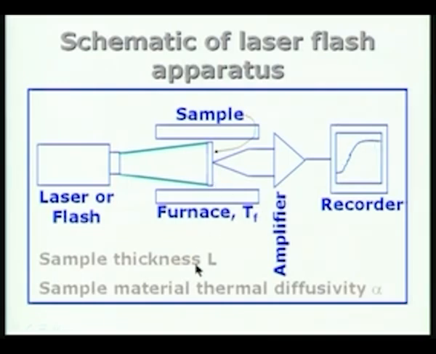The sample thickness is the length L, and the sample material thermal diffusivity I am assuming is alpha. We already know that thermal diffusivity is the ratio of K divided by rho Cp, that is, thermal conductivity divided by the density specific heat product. So if I know the specific heat and the density of the material, then having measured the thermal diffusivity here, I have to multiply it by the product of density and specific heat to get the thermal conductivity.